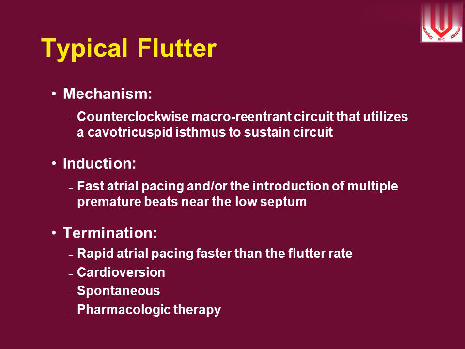This circuit is sustained by a critical isthmus. Induction of counterclockwise flutter can be accomplished with rapid atrial pacing or the introduction of multiple premature beats near the low septum. Termination of counterclockwise flutter may be accomplished with rapid atrial pacing, cardioversion, or with the use of medications, such as class IA, IC, or class 3 antiarrhythmic drugs.